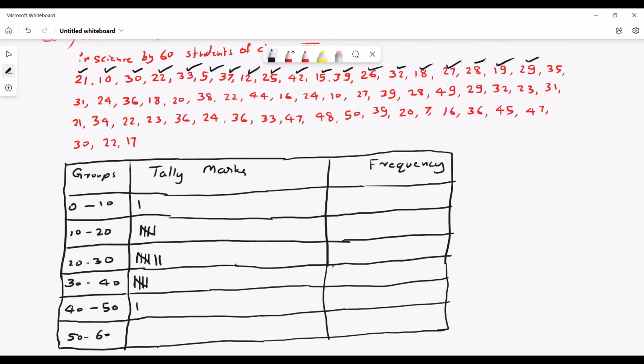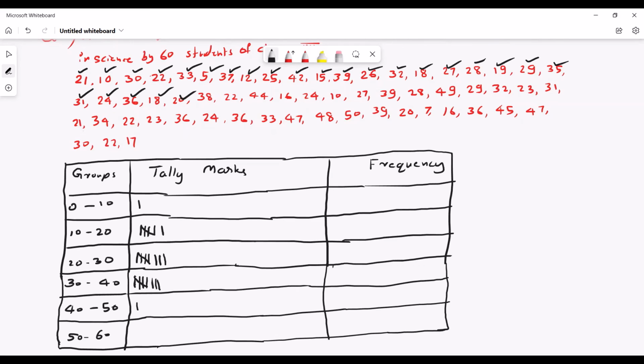Next one is 35. 35 will come here. Next one is 31. That also will come here. Next one is 24. That will be here. And next one is 36. That will be coming in between here, 30 to 40. Next is 18. 18 will come here.